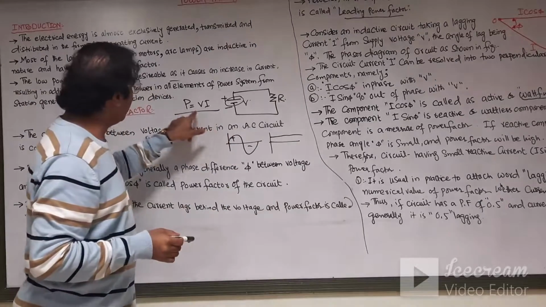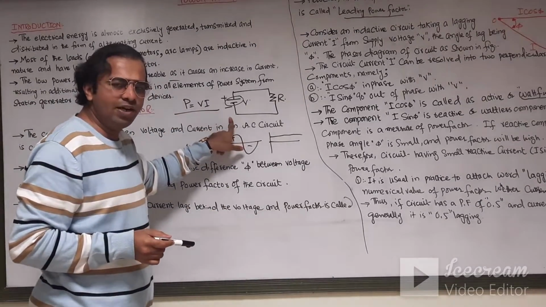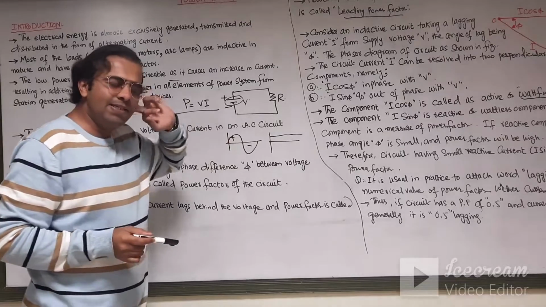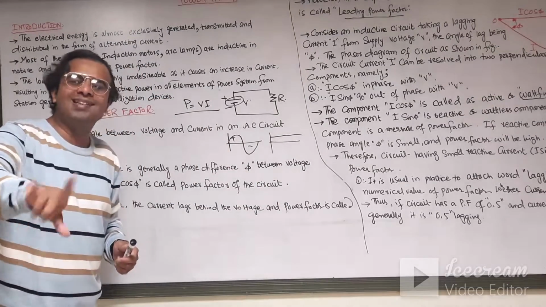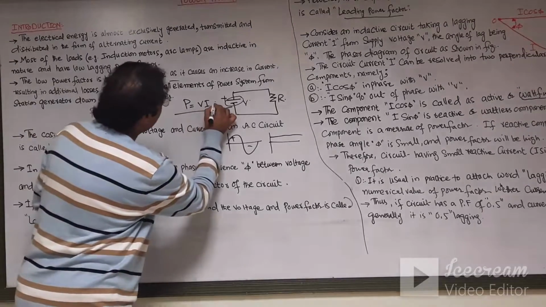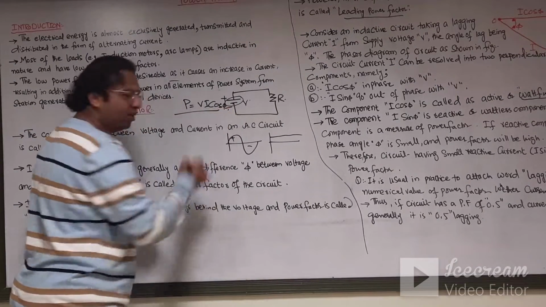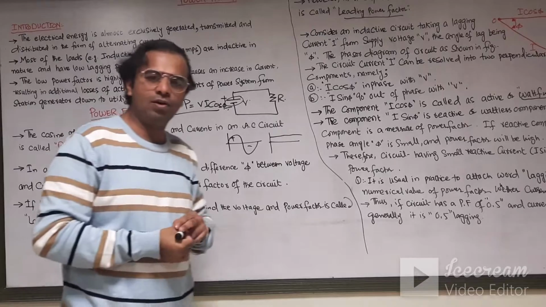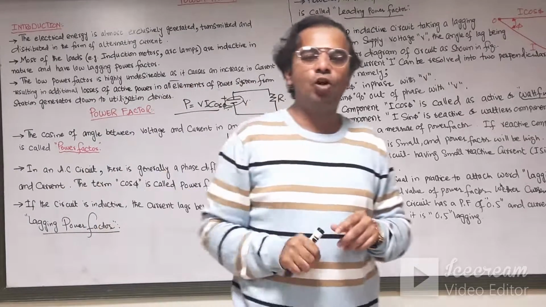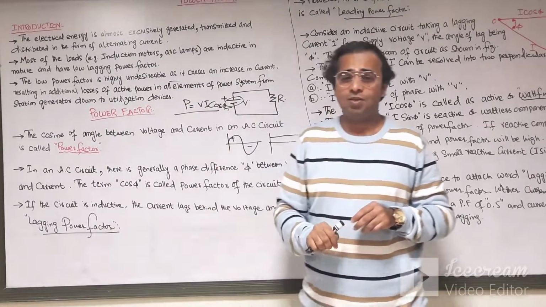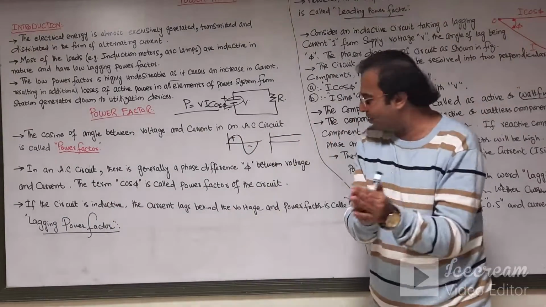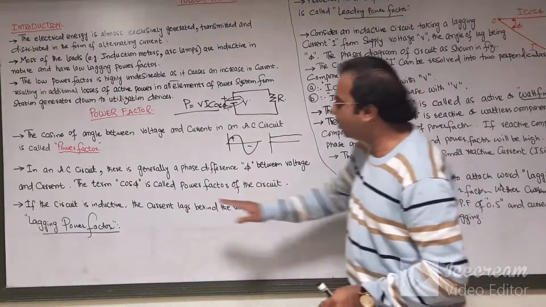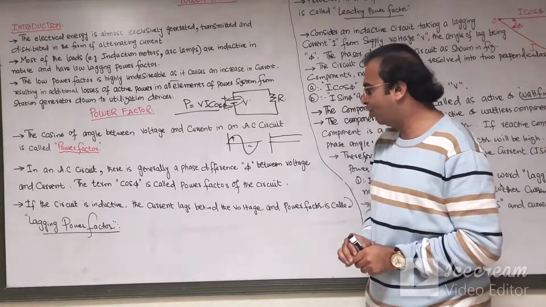So obviously, the formula for calculating the power in the DC circuit is simple, P is equal to VI. And if we find the power in the AC circuit, it is simple: multiply by the power factor. The angle between the voltage and current in the AC circuit is called the power factor. Now, in an AC circuit, there is generally a phase difference between the voltage and the current.